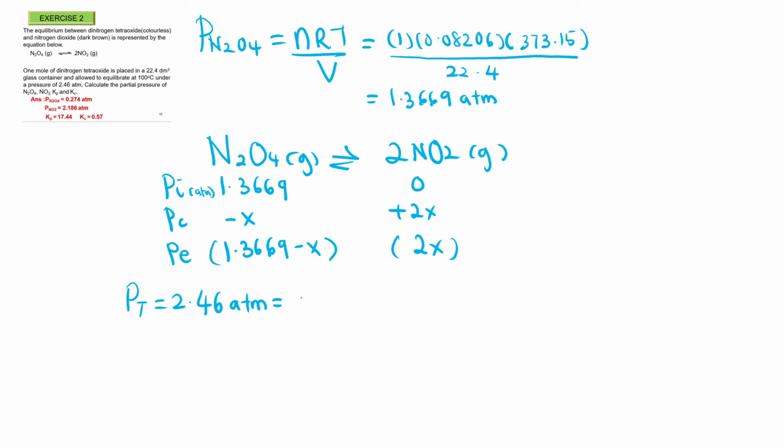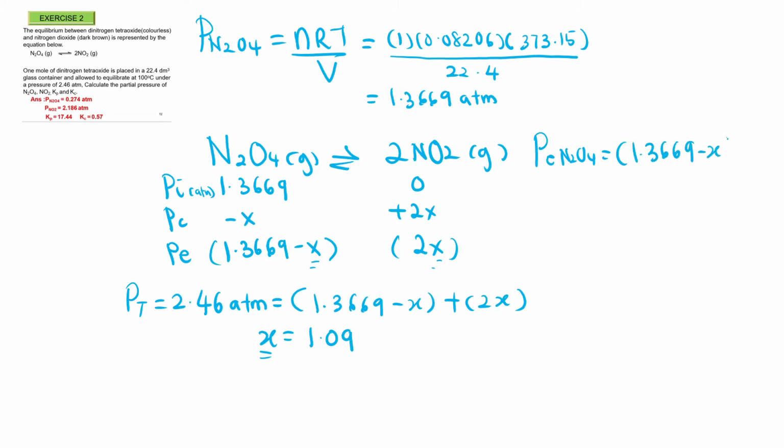Jadi kita tambahkan saja di sini 1.3669 minus X plus 2X. Jadi kita solve untuk X, okay? So for X, we got X is equal to 1.09. So bila dapat 1.09, then barulah kita boleh substitute the value of X in this expression. Okay, gantikan nilai X di dalam pressure at equilibrium.